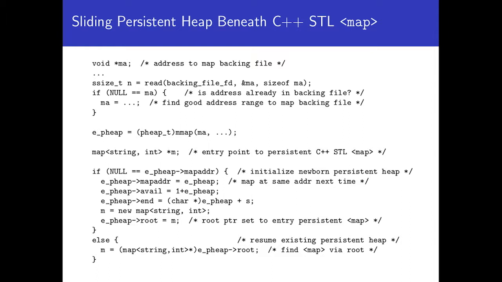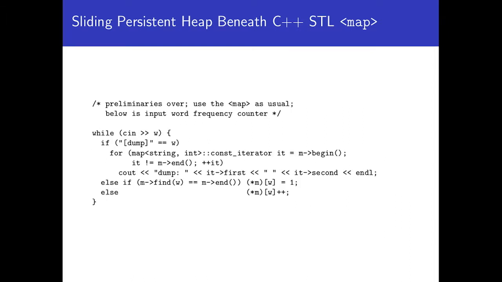If we're dealing with a backing file that is newborn, we have to do some initialization work. We have to initialize the persistent heap bookkeeping information. We have to allocate on the persistent heap a new C++ STL map. Otherwise, if we're not initializing the persistent heap for the first time, we just use the root pointer to find an entry point into the persistent STL map. The point of this code is to take an ordinary C++ standard template library container, a map, and make it a persistent container. So after a few dozen lines of preliminaries, we're done.